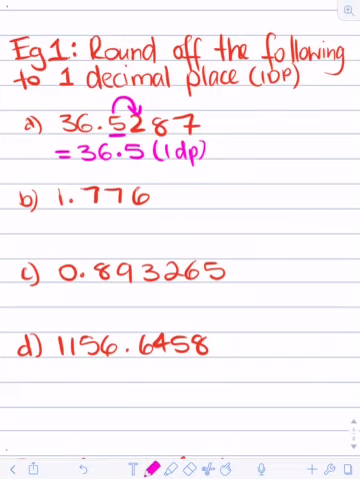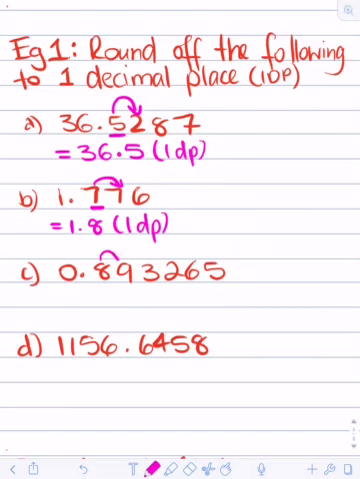In the next question, we have to look at, okay, that's the 1 dp. What is the number after it? It's a 7. It's above 5. So what's going to happen to the 7 before it? That's going to go up. It's going to round up. It's going to become 1.8, 1 dp.